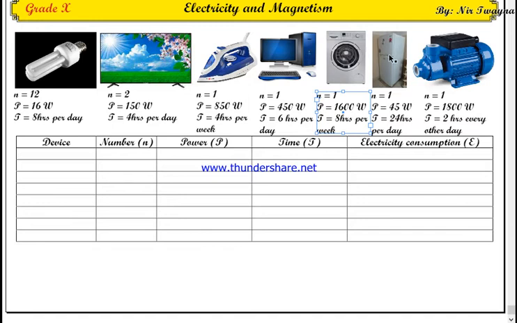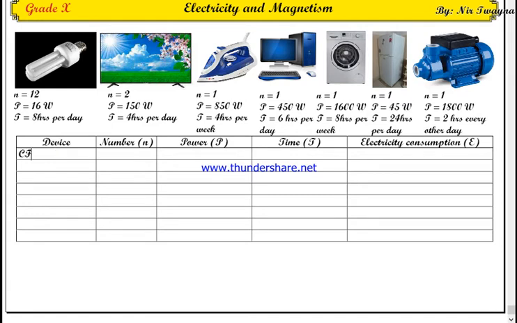And then they have a freezer. Freezer consumes only 45 watt of power, and it is operated 24 hours a day. They have an electric water pump, one. Its power consumption is 1800 watt, and it is operated for 2 hours every other day, on alternate days. Now let's calculate this.